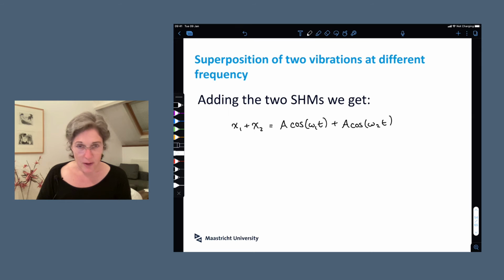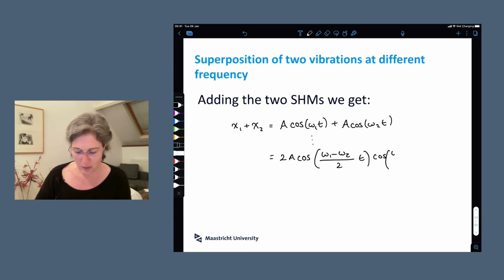And if you play around with some of your double angle formulae and do a bit of work, what you'll find is that this is equal to 2a cosine of (omega 1 minus omega 2) over 2 t, times the cosine of (omega 1 plus omega 2) over 2 t. I'm not saying that this is quick, but you could also just check that if you multiply this out using your adding of angles formula, then you get the top thing.